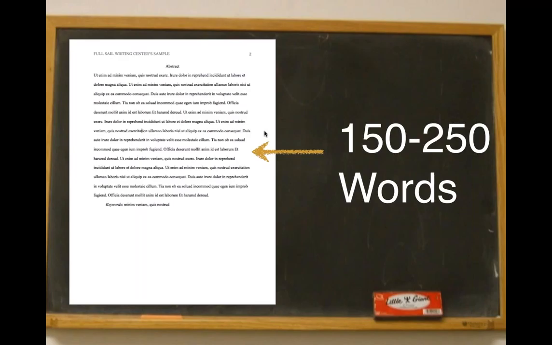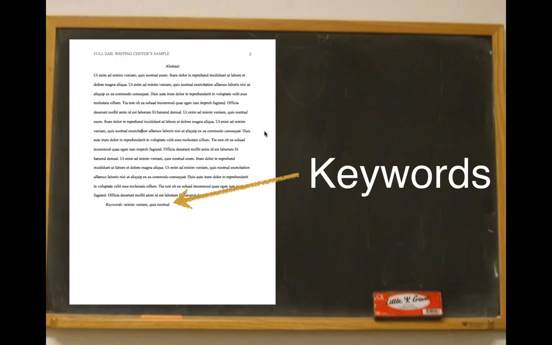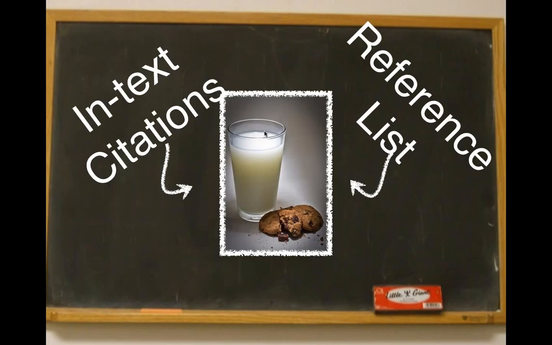This might vary based on the assignment requirements. And then you also may include keywords in your abstract. You don't have to. If you do include keywords, indent as you would if you were starting a new paragraph, then type keywords in italics, and then type your keywords. An abstract, again, is not required for every APA paper.